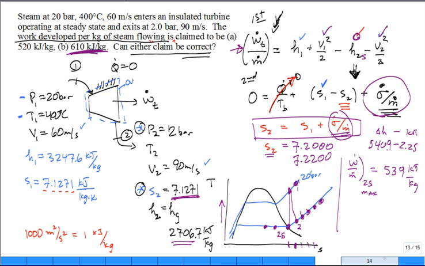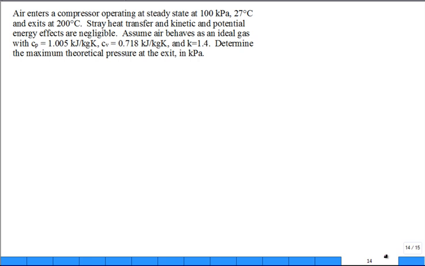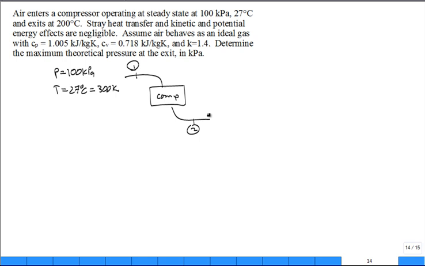Air enters a compressor operating at steady state. And so the air comes in at a pressure of 100 kPa, temperature of 27 degrees C, which is 300 Kelvin, and exits. So it comes into a compressor at state 1 and exits at state 2. It exits at a temperature T2 of 200 degrees C, 473 Kelvin. Stray heat transfer and kinetic and potential energy effects are negligible.